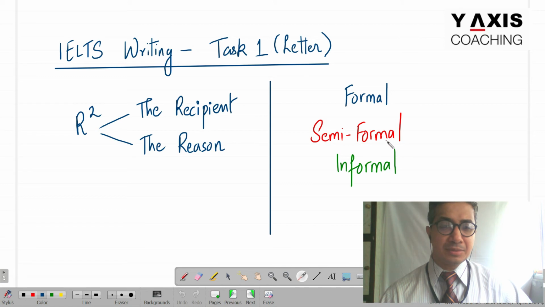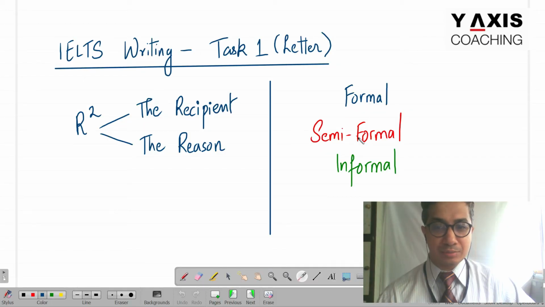Sometimes the reason of writing also decides the tone. For example, there may be a lot of possibilities when we write letters to our teachers, colleagues, or neighbors. If the reason of writing a letter to your colleague is an invitation to the first birthday of your daughter, then obviously it's a very personal thing that you're inviting your colleague. So there are chances that you will go forward with an informal letter or a semi-formal letter.